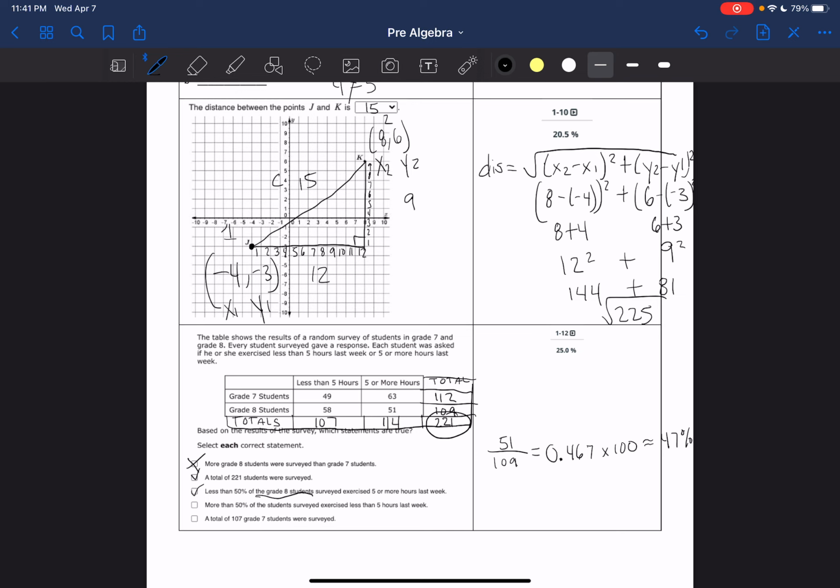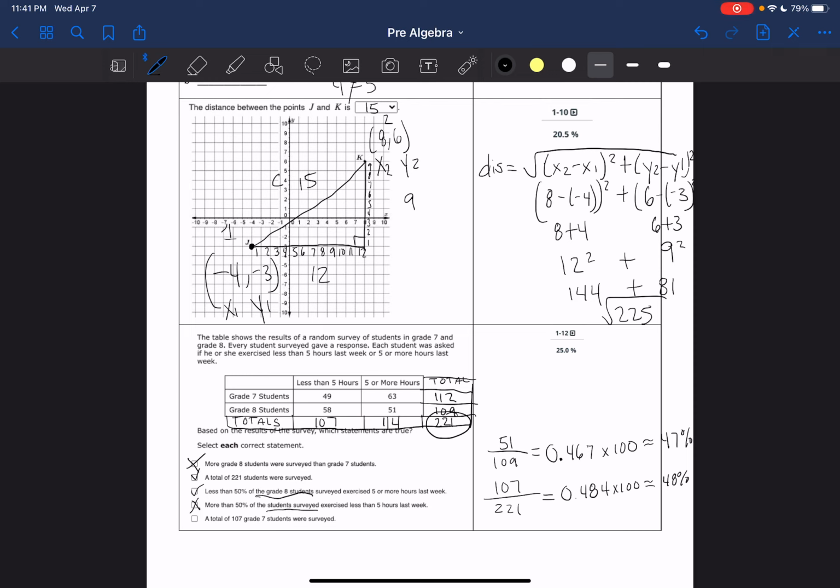It says more than 50% of students surveyed, so my denominator this time is 221. That's the amount of students surveyed. Exercise less than 5 hours. Less than 5 hours would be 107. And if I do 107 divided by 221, that comes out to 0.484. Again, multiply by 100, and that's going to be approximately 48%. And that is not more than 50%.